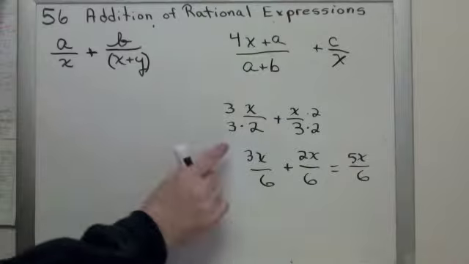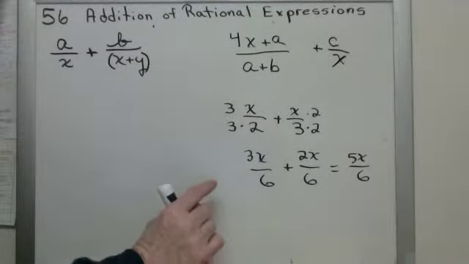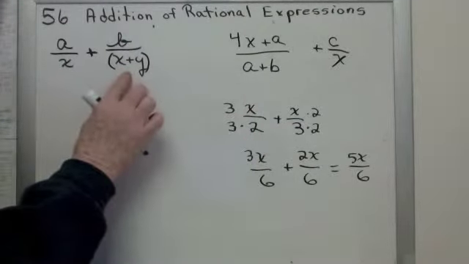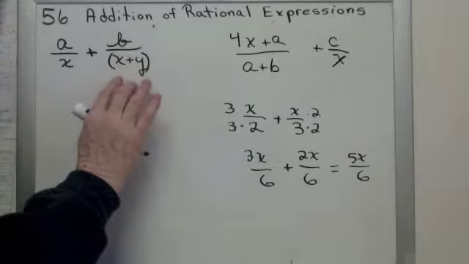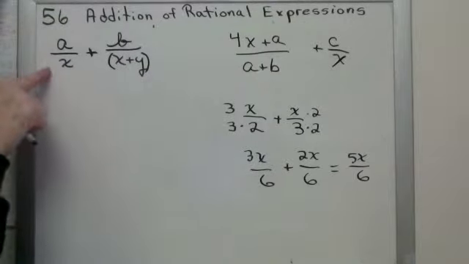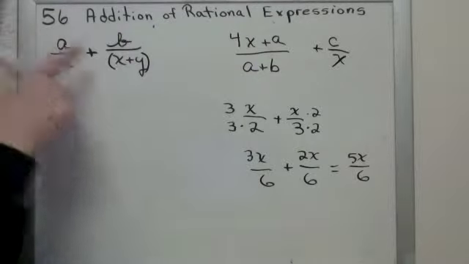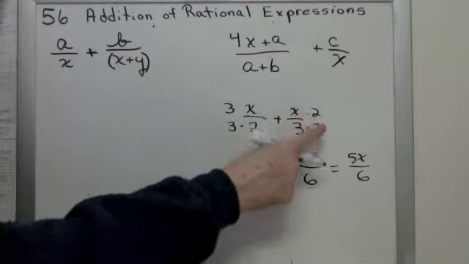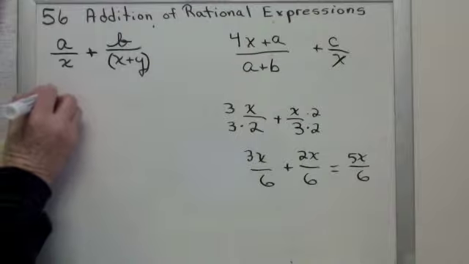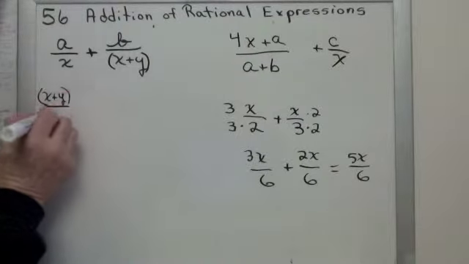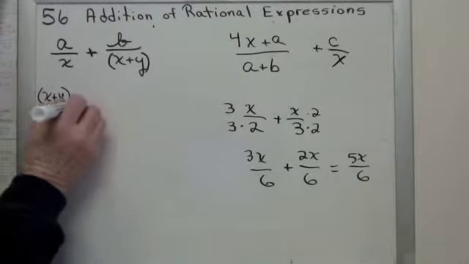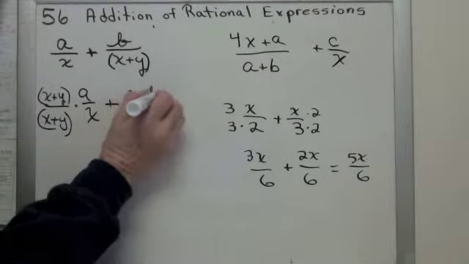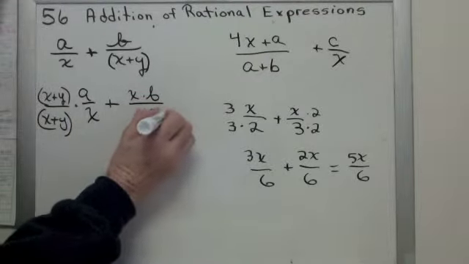These two fractions, the bottoms are not the same. When you make the bottoms the same, you have to use multiplication. So, just like this was a 2 and this was a 3, they were totally different. This is an x and this is an x plus y. Those are two totally different numbers. So I'm going to multiply this one by x plus y over x plus y, just like I did 3 over 3, and this one by x over x, just like I did the 2 over the 2. So watch what happens. x plus y over x plus y times a over x plus x over x times b over x times x plus y.